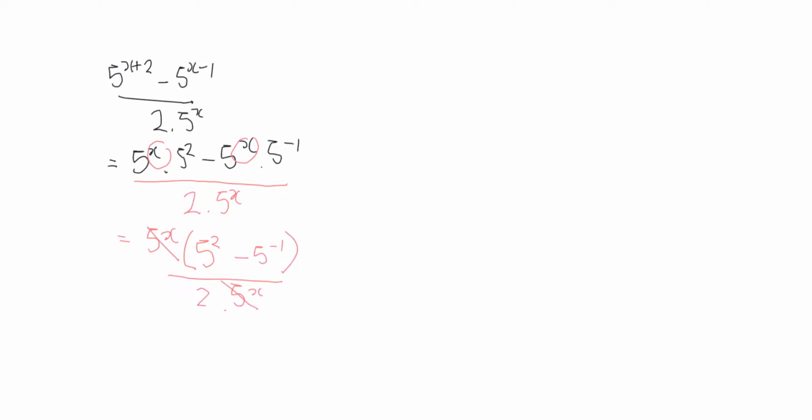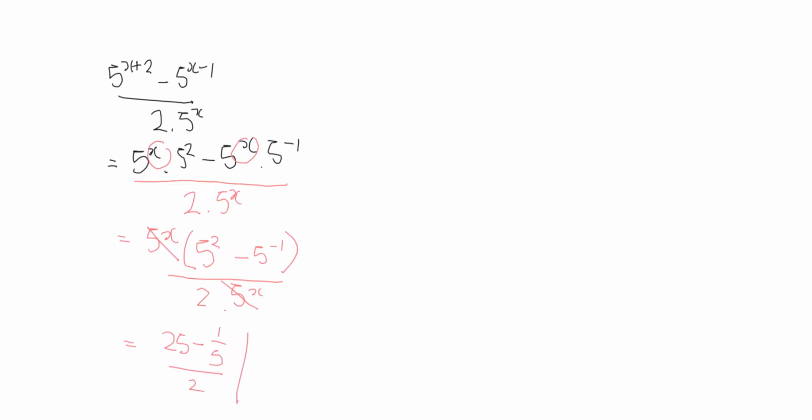These ones, because they are the same, they're going to cancel. So what you're going to be left with here is 5 to the power of 2, and 5 to the power of 2, we know that this is 25. Subtract, remember that we said this can be written as a positive exponent. So this is actually 1 over 5. Divide by 2. Now you need to start solving this.